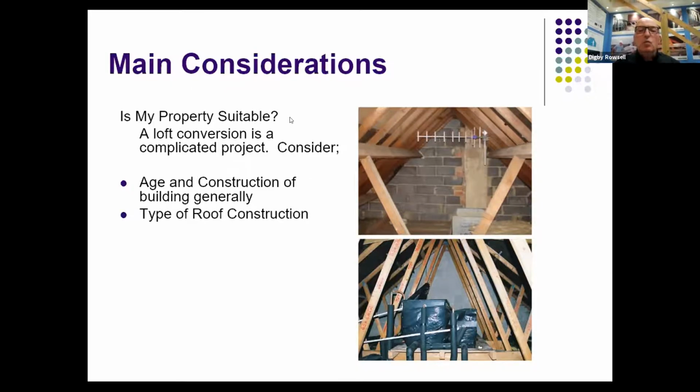So identify what sort of roof construction you have. The photograph on the top shows an older style, what's called a cut roof. It's a cut roof because it's cut on site and was typical up to the sort of mid-1960s. The one below is a typical modern trussed roof found from sort of late 1960s onwards.